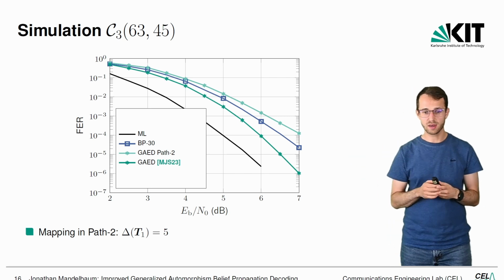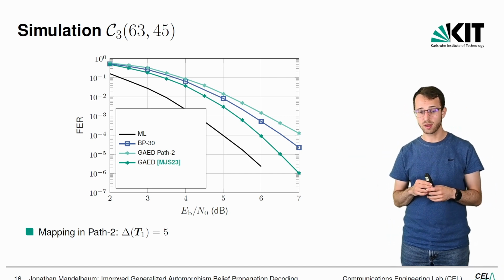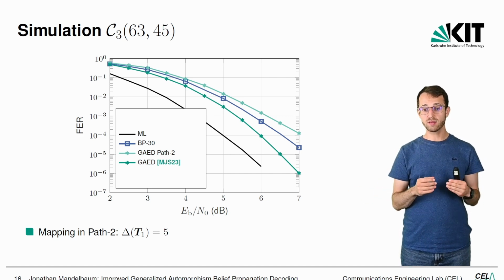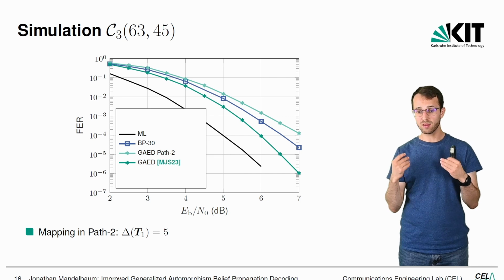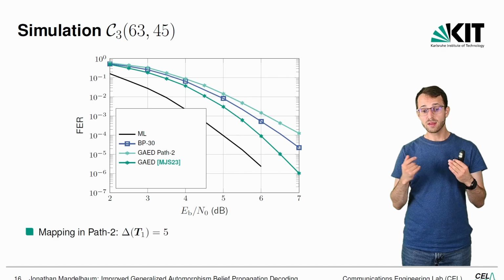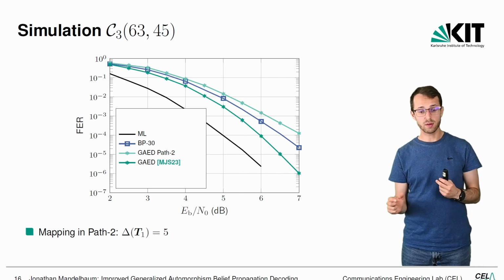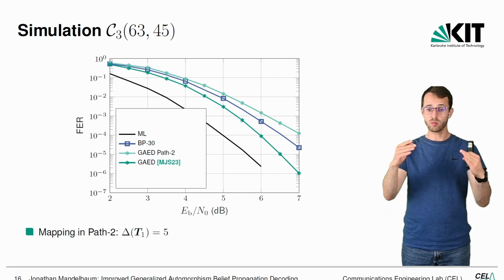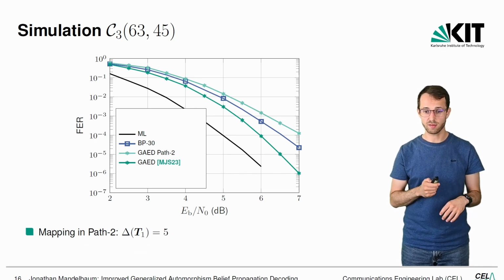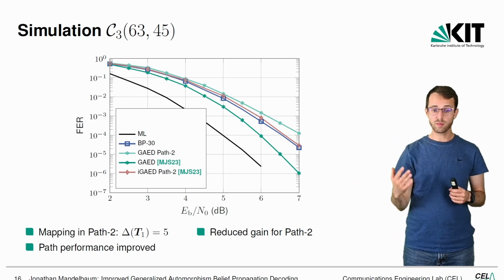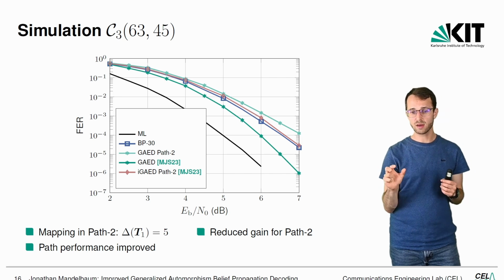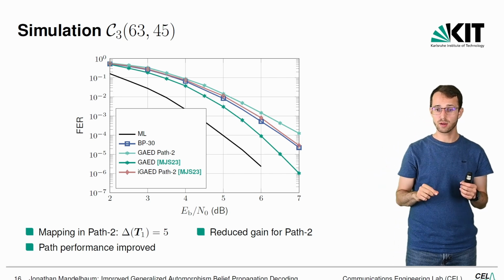Therefore, let's consider here now the performance of generalized automorphism ensemble decoding. We can observe that path 2 in this case doesn't possess such a gap to BP decoding as in the previous case. This can be attributed to the fact that the mapping in path 2 now possesses a smaller weight over permutation and therefore a less severe information loss. Still, using the improved path structure, we are now even almost able to close the gap of the standalone performance of path 2 to BP decoding.